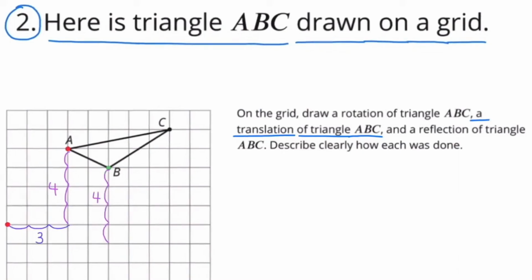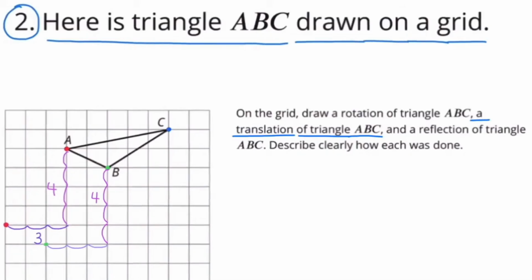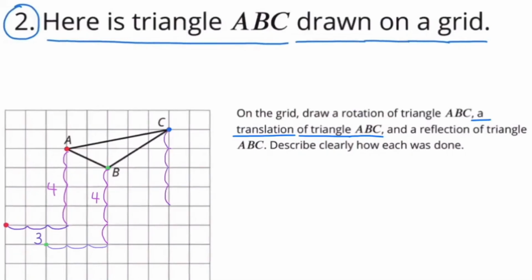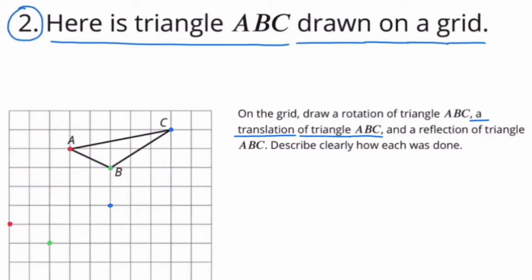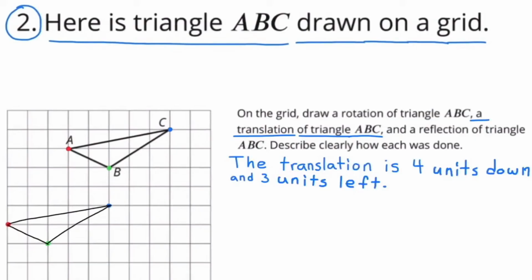Now I'll repeat that process with point B, 4 units down and 3 units to the left, and I'll place the new point for point B. Finally, I'll repeat the process for point C, 4 units down and 3 units to the left, and put the new location for point C. Here's a look at all 3 points. And here's a look at the translation of triangle ABC. The translation of triangle ABC is 4 units down and 3 units to the left.